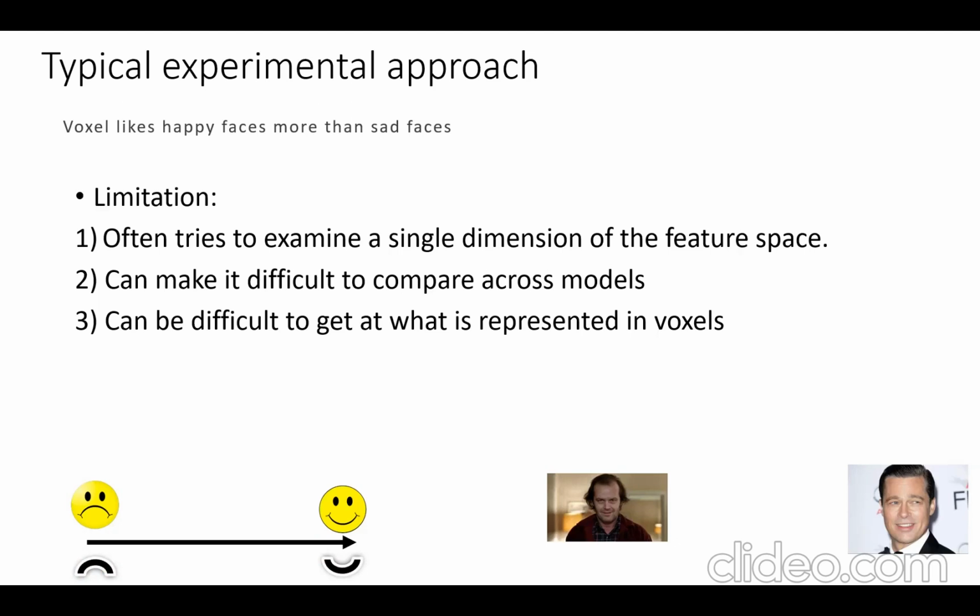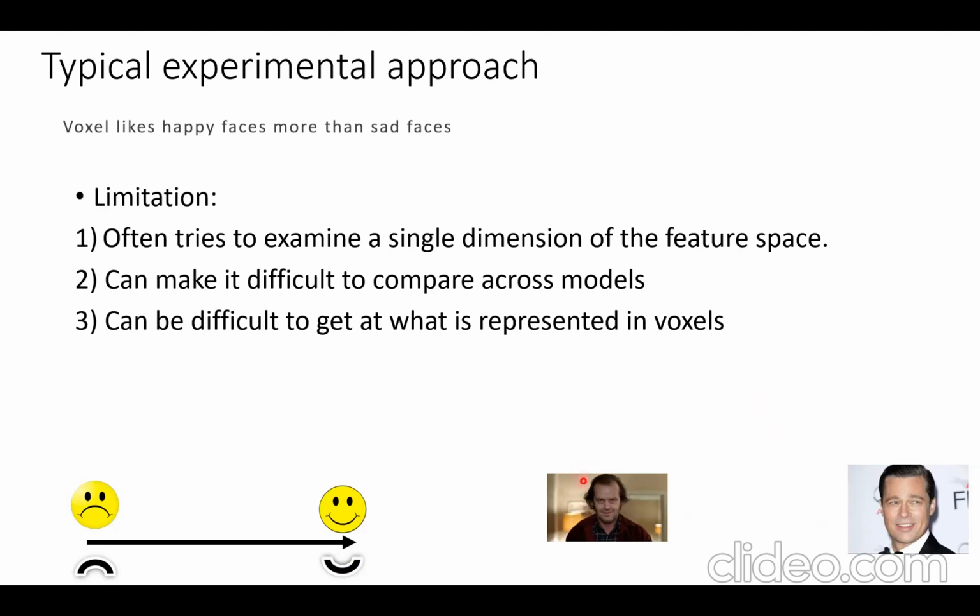So this is basically just the typical experimental approach for encoding models, which can make it difficult to compare across models because different people would use different stimuli, and it may make it difficult to understand what is actually represented within a particular brain area. So for example, we might design a second experiment to test whether the voxel cares just about the inverted U shapes by presenting it specific stimuli that are basically all smiling but showing different types of emotions.